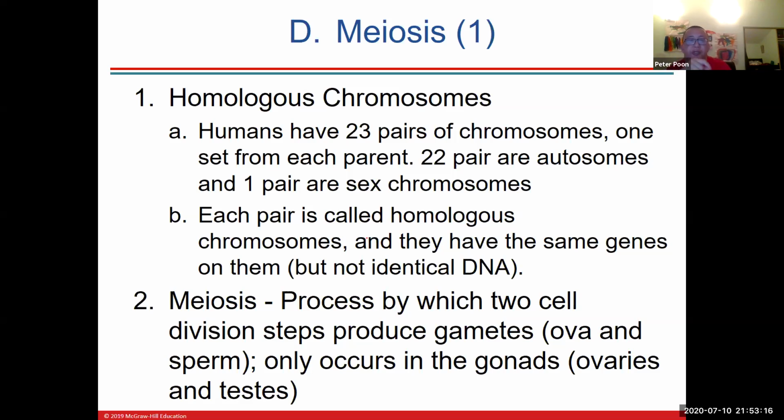Meiosis is the process by which 2 cell division steps produce the gametes, the ova and the sperm. This only occurs in ovaries in females and testes in males. So other than producing the next generation, meiosis doesn't play a role in growth and development.